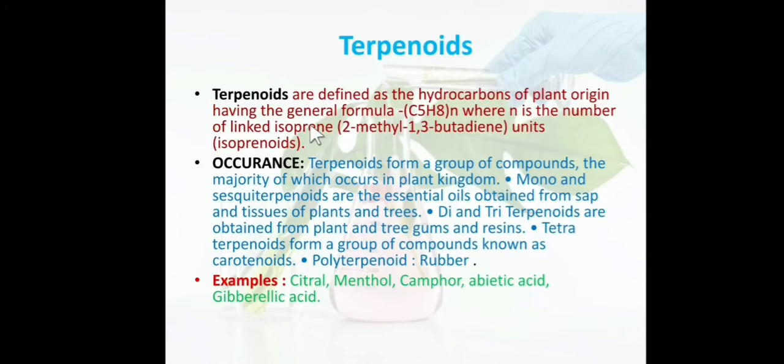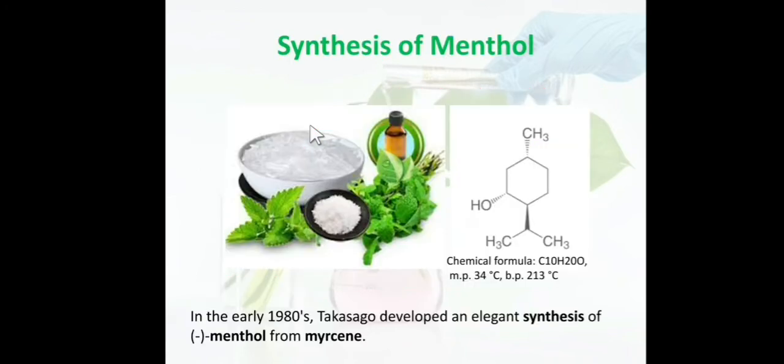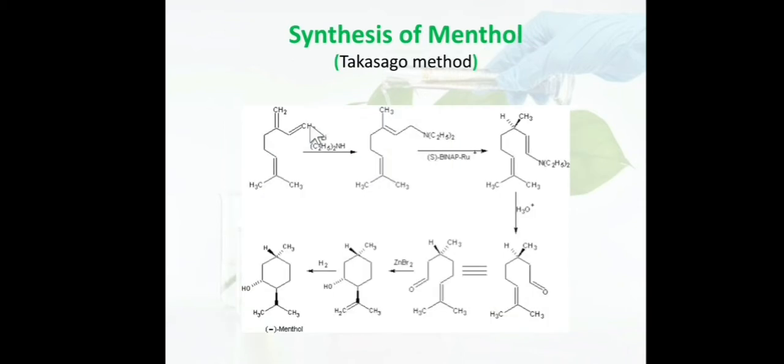We started with terpenoids. We have defined terpenoids. We saw the occurrence of terpenoids and a few examples. So friends, we have discussed synthesis of menthol, especially from Takasago International, Japan. In the 1980s, they developed this synthesis, which is the second most commercially used synthesis of menthol.